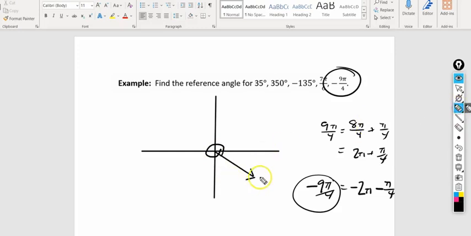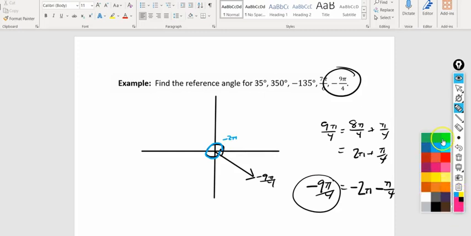So this is the angle negative 9 pi over 4. So we went negative 2 pi, and then we went a further negative pi over 4 to get negative 9 pi over 4. Now the reference angle is the acute, or positive, angle made from the terminal side and the nearest x-axis. That is the reference angle. It is always positive. The reference angle is pi over 4.